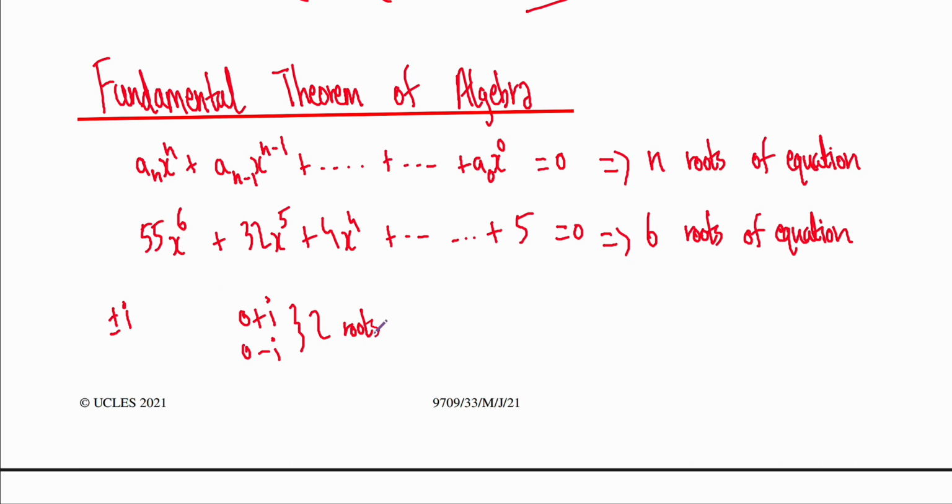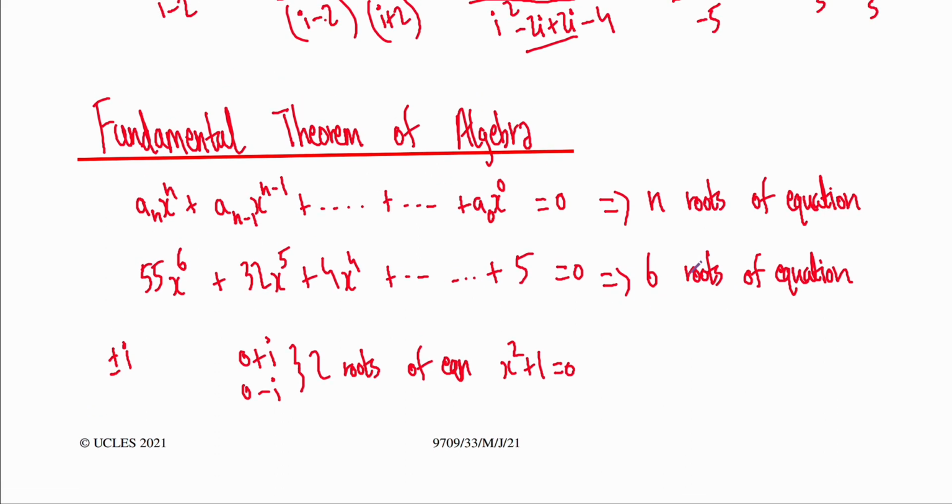x squared plus 1 equals 0 has 2 roots. Even this equation had 2 roots, and the biggest power here was 2. So this means that any equation of power 6 is going to have 6 roots.